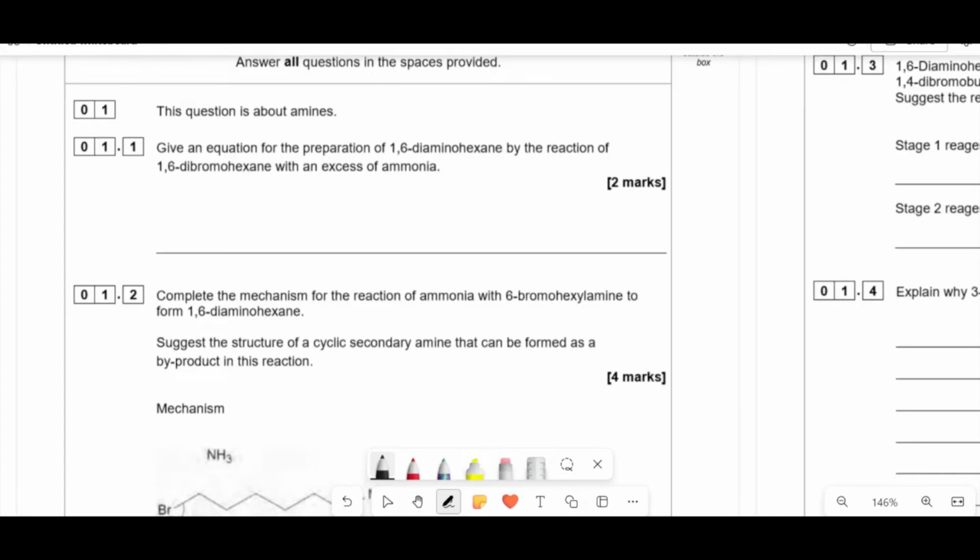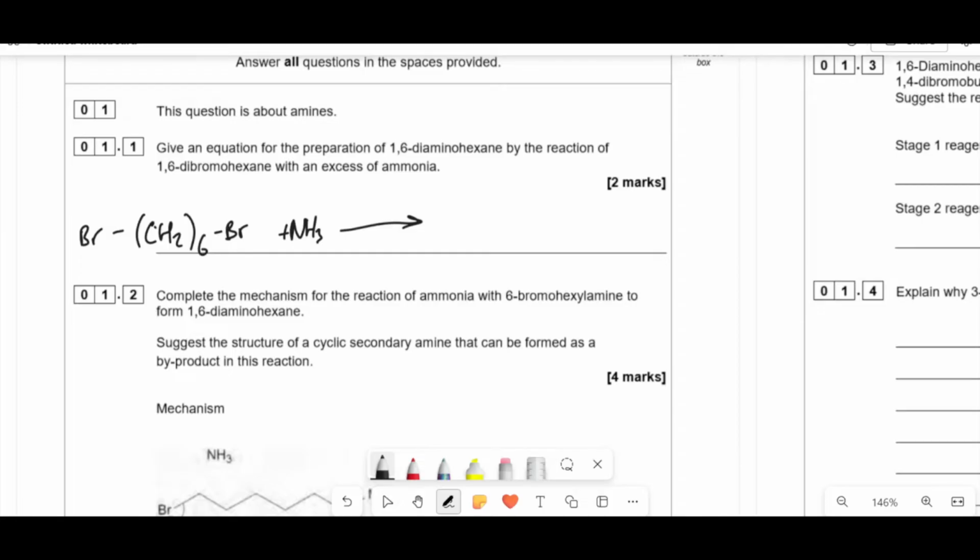So immediately what you should always do is start by writing what you know straight away. So we know it's going to be 1,6-diaminohexane, right? So it's going to be a CH2, and there's 6 lots of them with Brs on either end, like this. And we know that we're adding some amount of ammonia, right? Then we need to think about the products that we're going to make. So if we're adding ammonia, it's going to swap with the Brs.